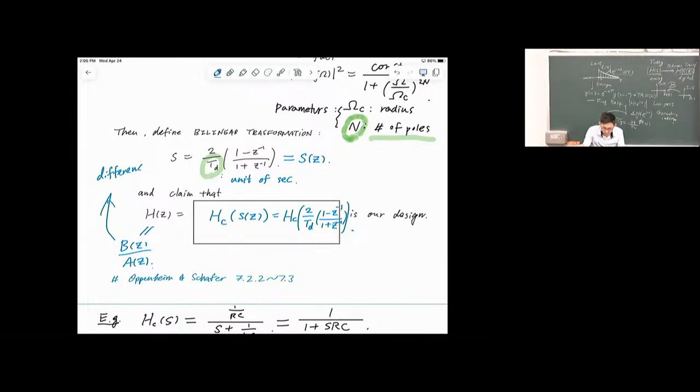So the rest just follows, but the beginning step is important. The beginning step is to start from an analog system, make the bilinear transform substitution, and then the result becomes a system function in the z domain. Okay? And we claim that this is a design.